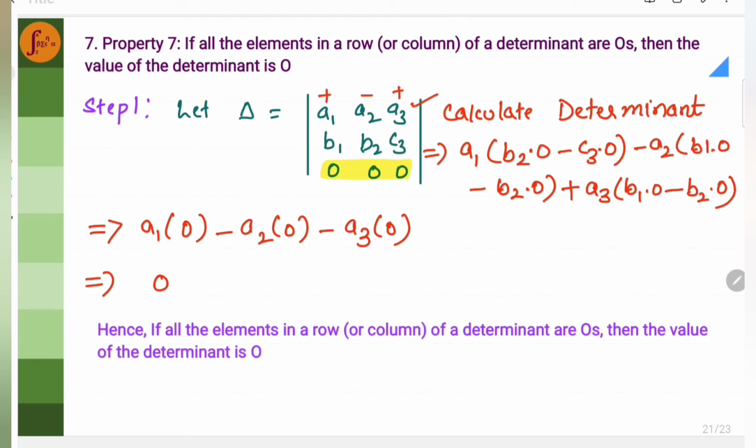Let's take row 1, A1, A2, A3. Let's take A1 as a first element. So it's going to be B2 into 0 minus C3 into 0. Then we'll take second element minus A2. Minus A2 is going to become B1 into 0 minus C3 into 0. And third element A3 plus A3 into B1 into 0 minus B2 into 0, right? Now when you simplify, you're going to get 0 as the answer.